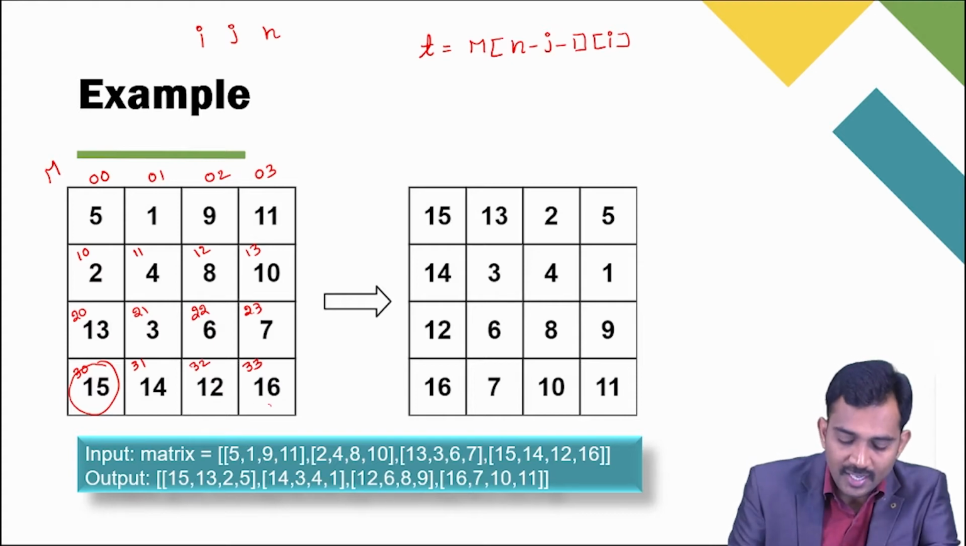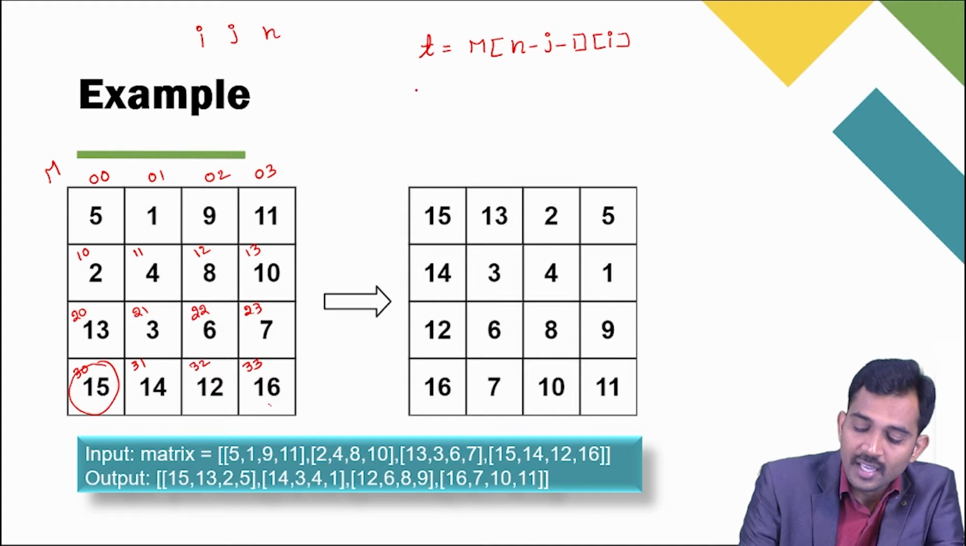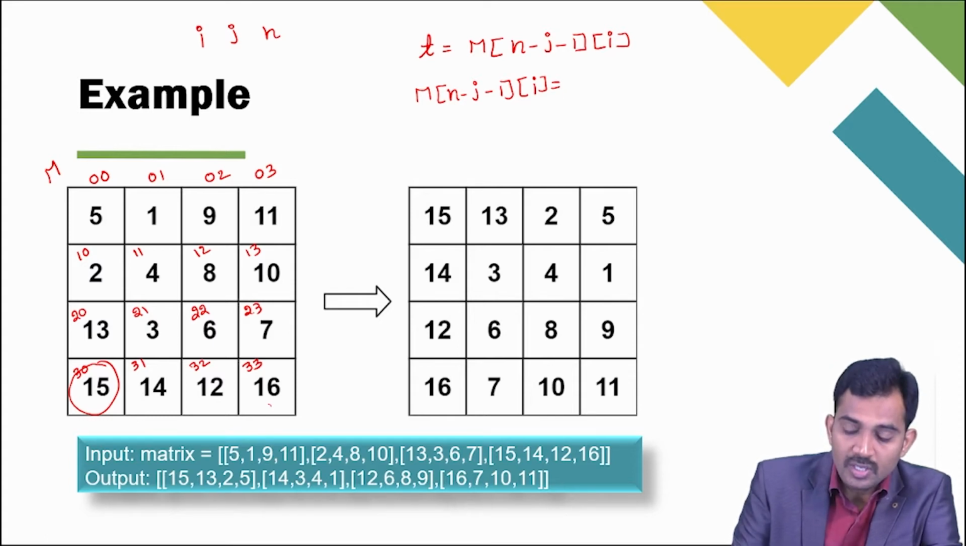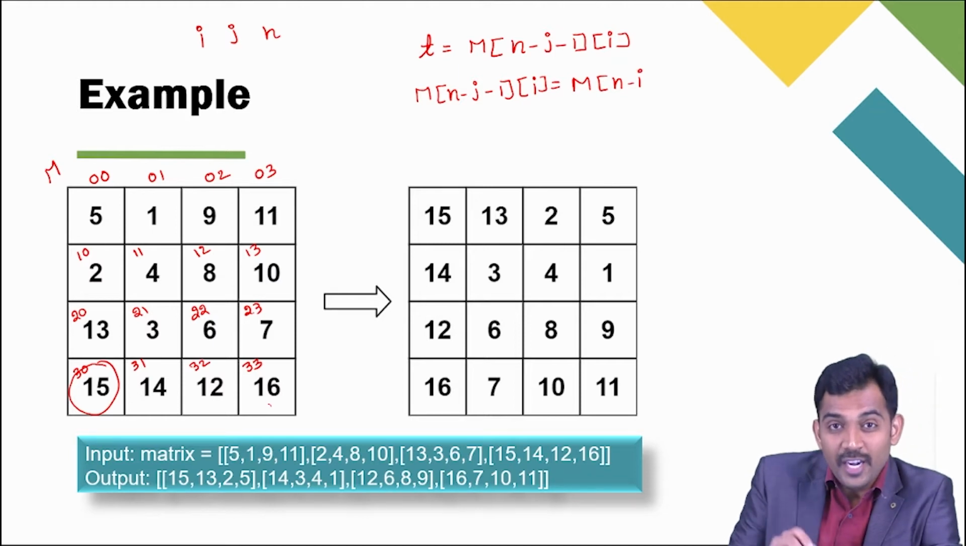So observe clearly here, when I'm going to change from here to here means, m of n minus j minus 1 of i, you can write as it is, equal to, then you need to move from here to here. Observe clearly, here to here. Then you should use m of n minus i. The reason is, if you write j, every time that will change.